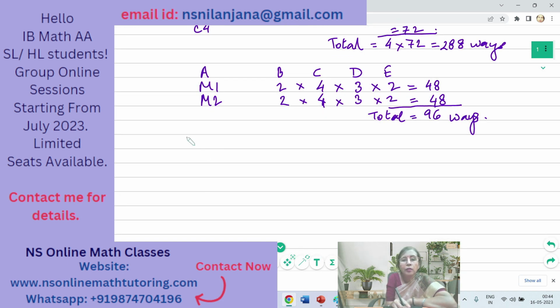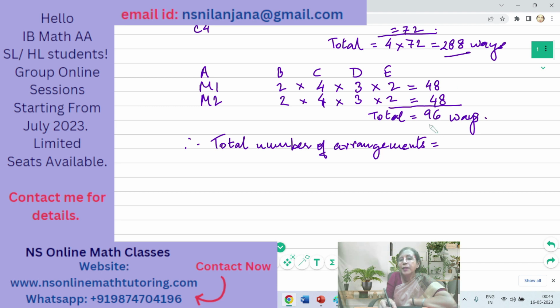Therefore, total number of arrangements is equal to 288 plus 96. 8 plus 6 is 14. Carry 1, 9 plus 1, 10. 10 plus 8 is 18. Carry 1, 2 plus 1 is 3. 384 ways. Okay.